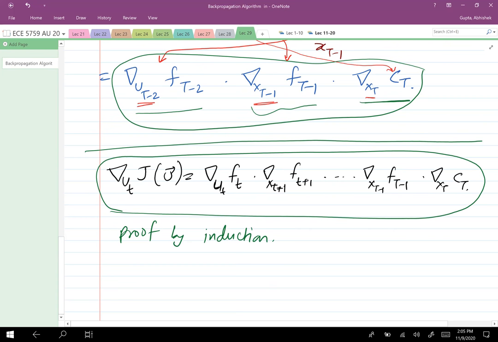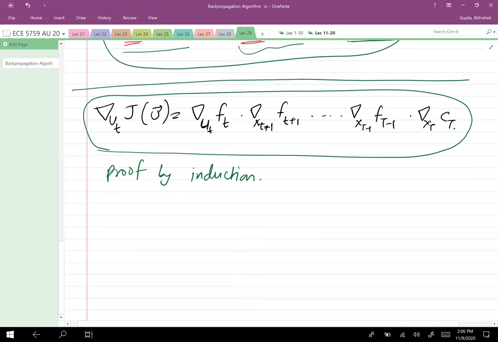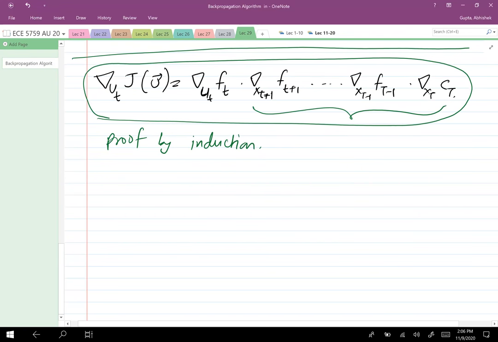Now you will notice that in this expression, there appears to be a recursive equation which is embedded in it. So let's look at this particular expression. This is gradient of Ut of Ft, but then you have the gradient with respect to the state of the state transition function, and then the final gradient is the gradient of the cost, the terminal cost. We only have a terminal cost, we don't have a running cost here. So I can call this a vector p t plus one. I can rename this, and this is called the co-state vector.